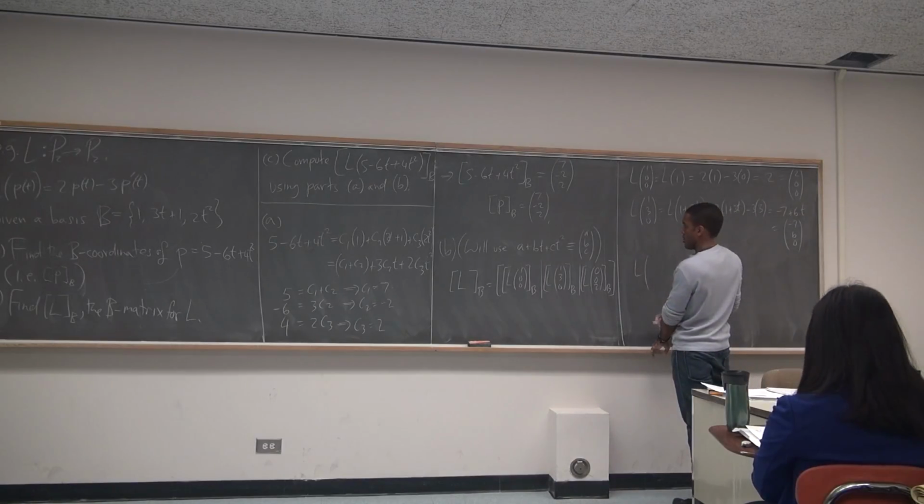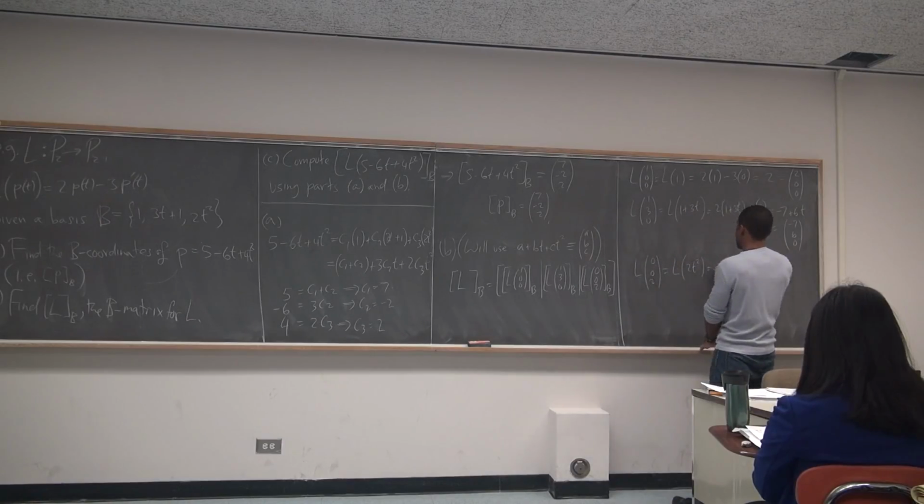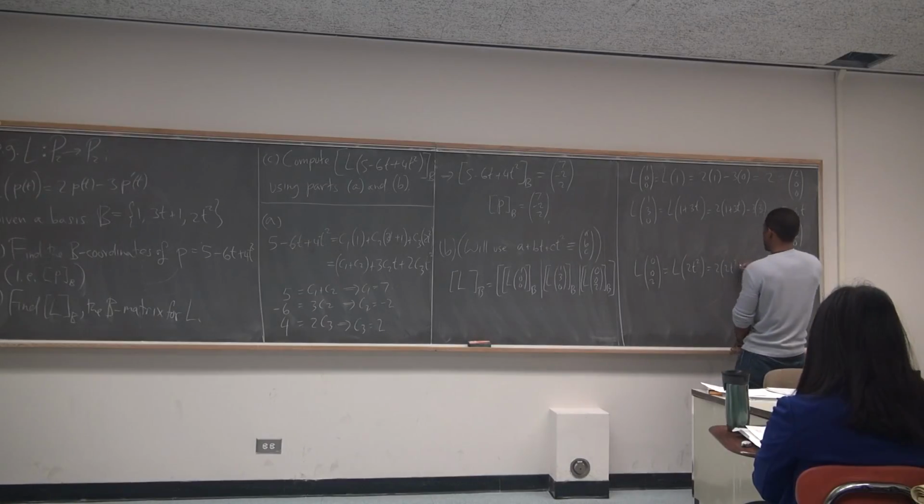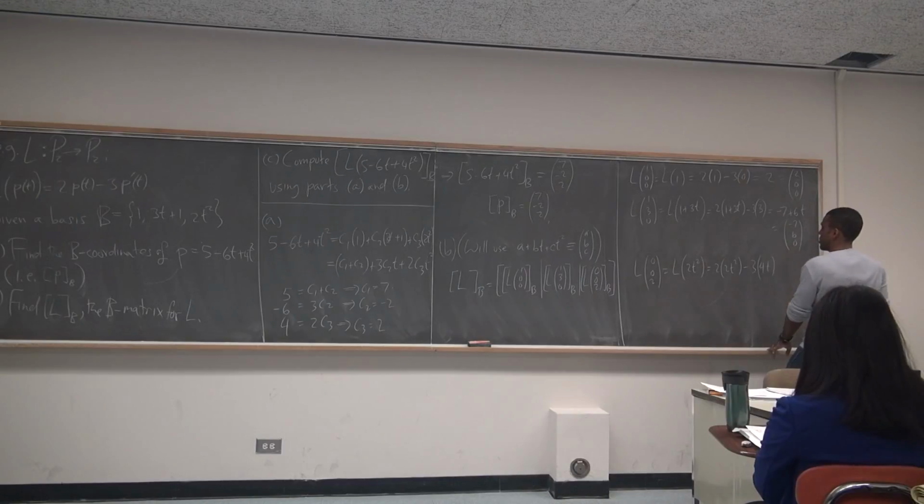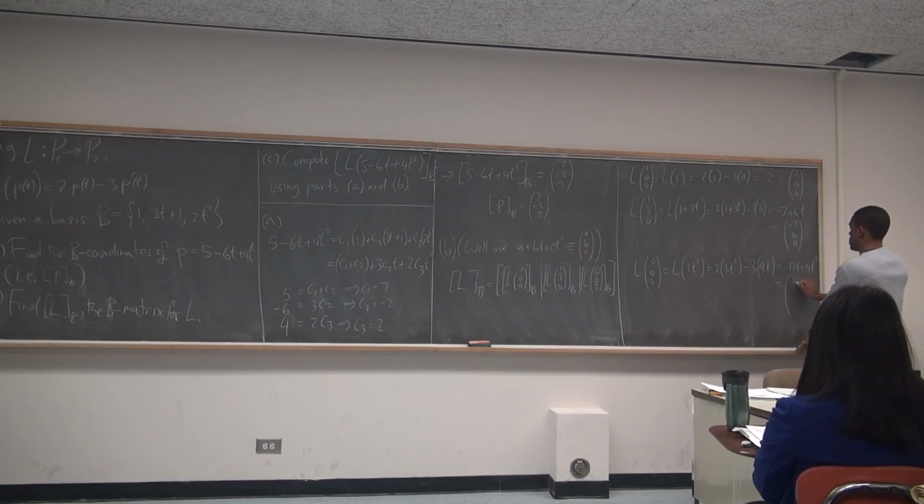L of the third basic vector is 0, 0, 2. This is just L of 2t squared. So it's 2 times the original minus 3 times its derivative. So what do I get here? Minus 12t plus 4t squared. So this is 0, minus 12, 4.